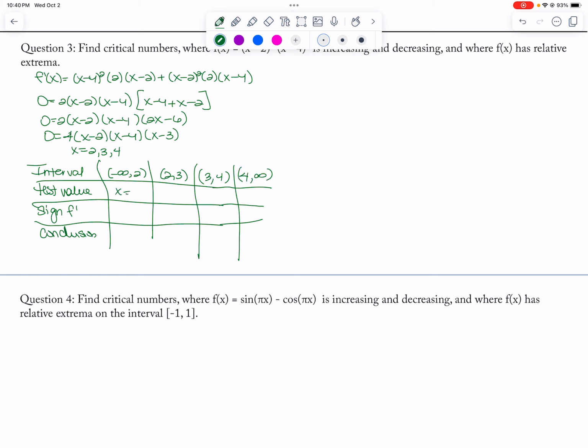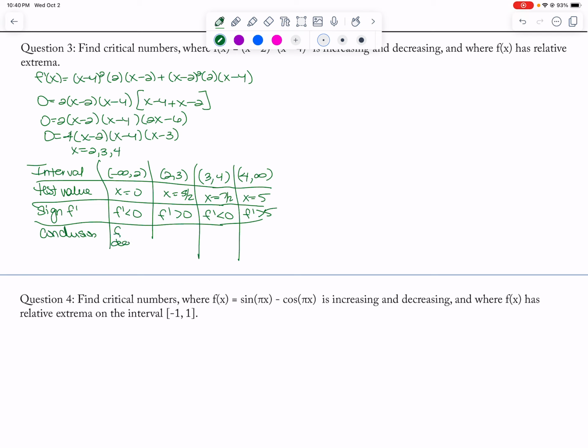Okay, so I want x is equal to 0, x is equal to 2.5, which is 5 halves, and then 3.5, which is 7 halves, and then 5. When I plug in 0, I get a negative, so f prime is less than 0. When I plug in 5 halves, I get bigger than 0 times less than 0, so this is going to be bigger than 0. And then I plug in 7 halves, and I'll get 2 of them to be bigger than 0 and 1 to be less than 0. And then when I plug in 5, I get bigger than 0.